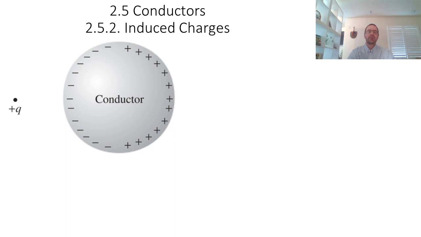Now, there's another property that is a result of the induced charges. So let's say that you have a charge plus Q, and somewhere near this charge, we have a conductor. The charge plus Q creates an electric field, and that field will move the electrons inside the conductor. So we end up with minus charges moving towards the direction of the plus Q charge, and the opposite surface of the conductor will have positive charges. But now we have the plus Q charge and the minus surface that attract each other, and the plus Q charge and the positive surface that repel each other.